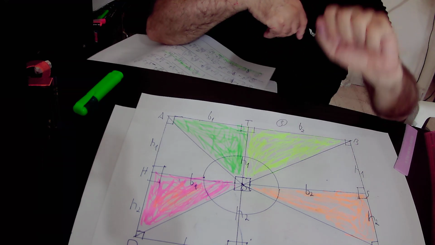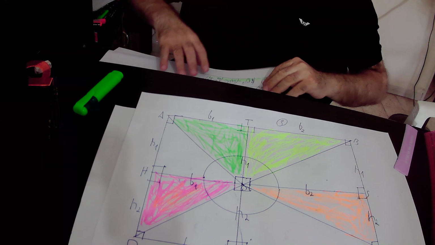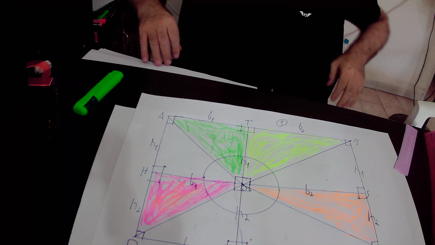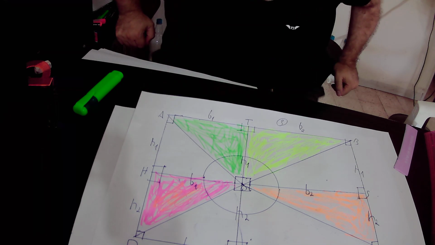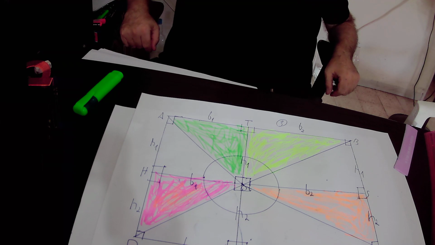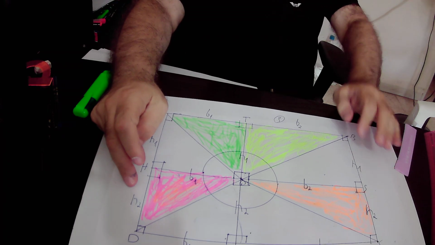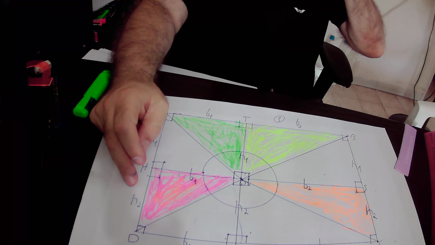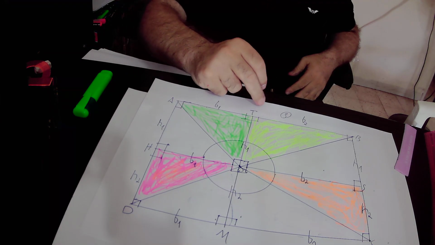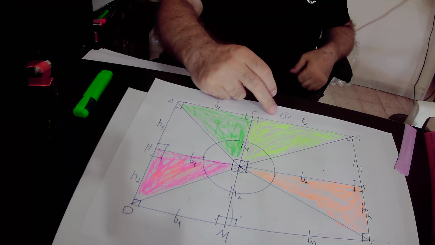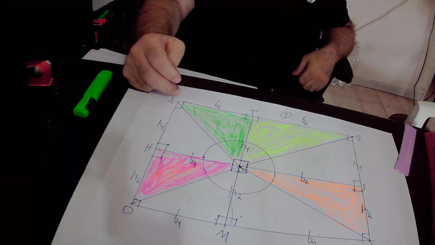Okay. Then, in rectangle AHTO, we define side AH as H1, side HD as H2, side AT as V1, and side TB as V2. We know that the opposite sides of a rectangle are equal to each other.